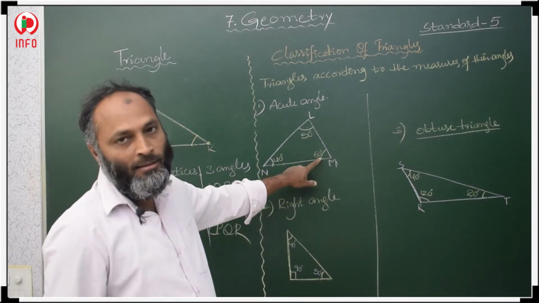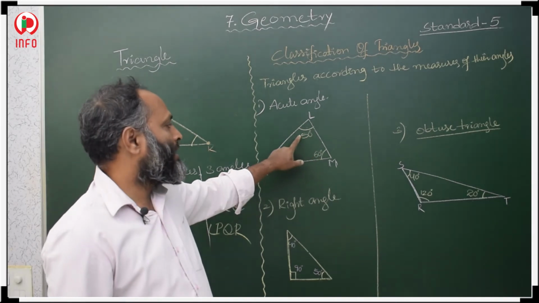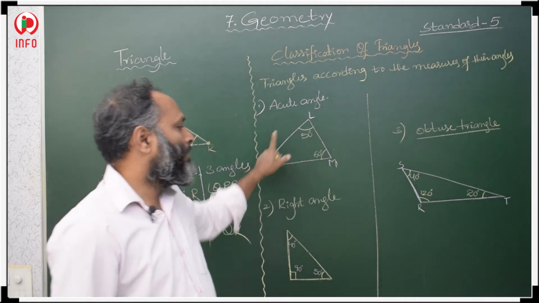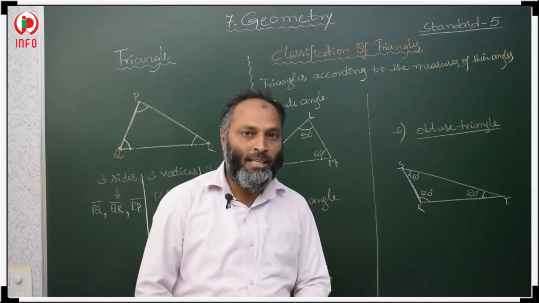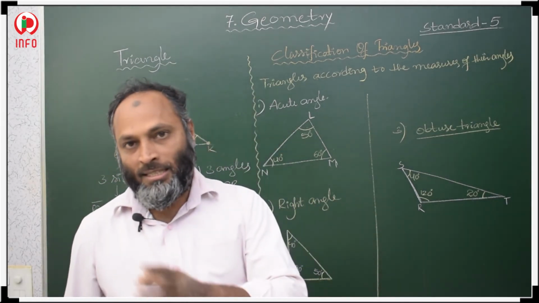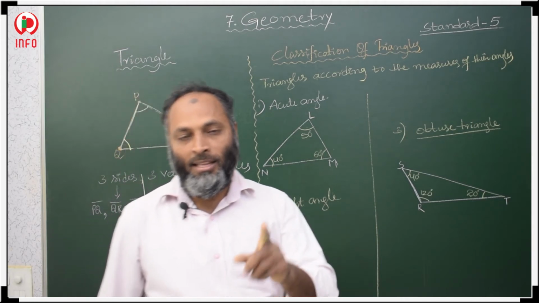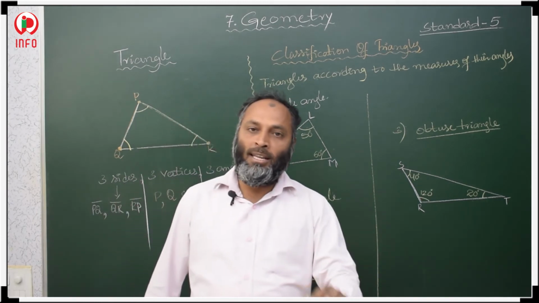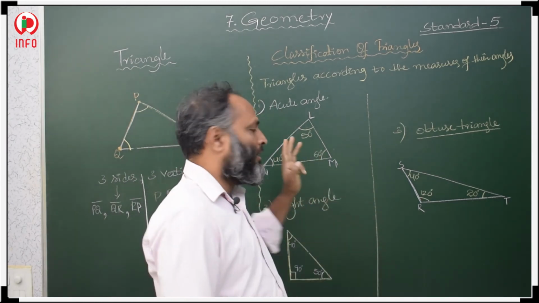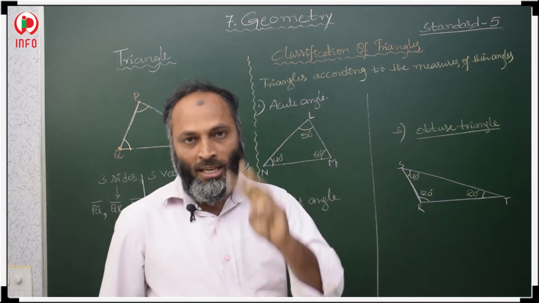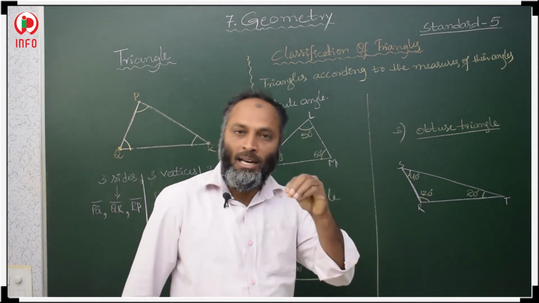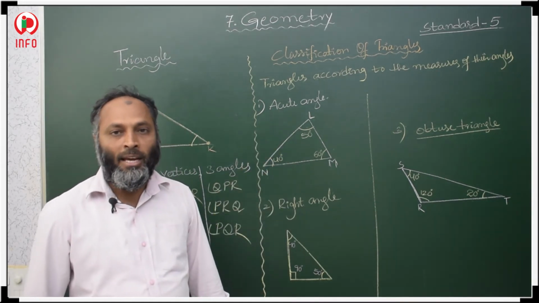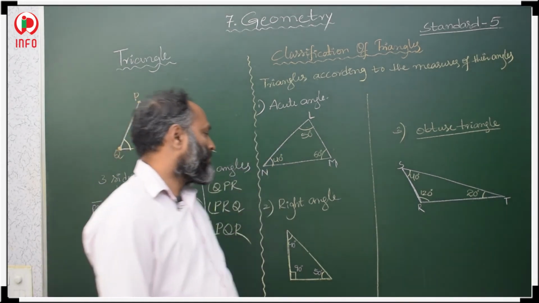Here it is 60, which is less than 90. Here it is 50, less than 90, and 40, less than 90. All these three angles are less than 90 degrees. If all the three angles are less than 90 in a triangle, then that is an acute angle triangle. Acute means less than 90. In a triangle, how many angles are there? Three angles. If those three angles are less than 90, then that is an acute angle triangle.